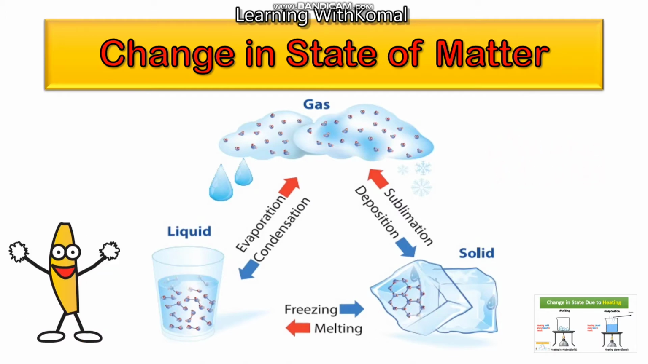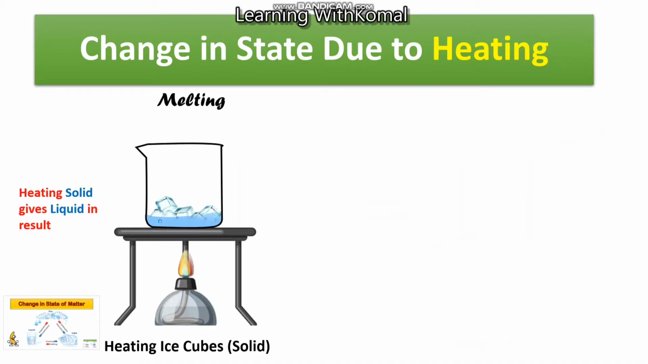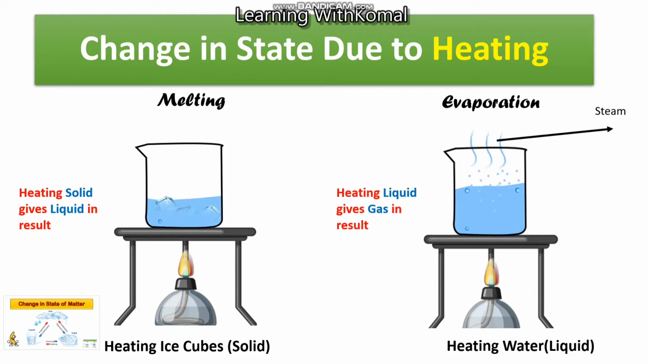So now let us see how change in state due to heating occurs. First of all, we are going to see the case of a solid. If a solid is heated, it changes into liquid. This process is called melting. If a liquid is heated, it boils and soon changes to vapor. The change of a liquid to gas on boiling is called evaporation.